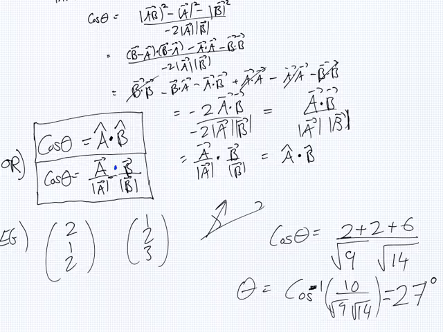Magnitude of it. Pythagoras. 4, 1, 4. 1, 4, 9. No? Oh, okay.